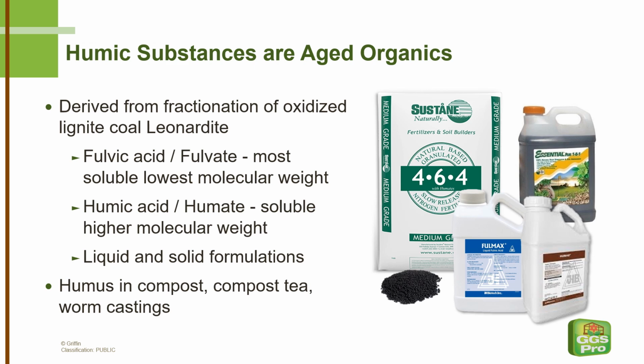So we're going to be dealing in horticulture mostly with fulvic and humic acid. Those can be formulated into both liquid and solid formulations. We also get humates from the humus that's in compost tea and worm castings. So again, aged organics, but not quite as aged as coal.